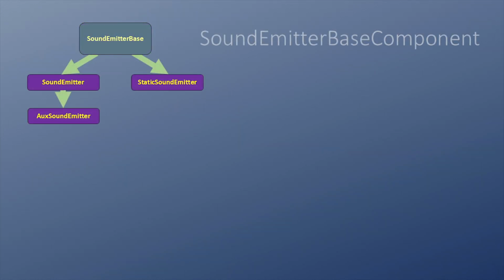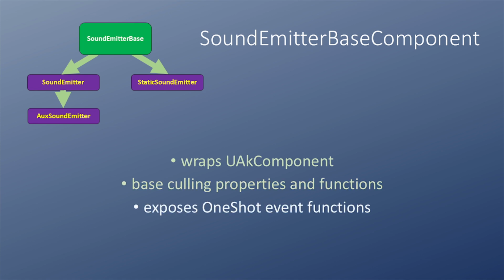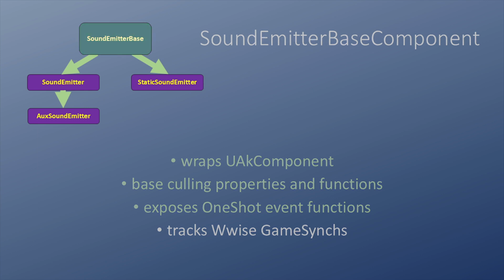The SoundEmitterBase Component, which is not accessible in blueprints, acts as a wrapper around the AK component. As such, it makes sure we only spawn an AK component when we need it. It also handles the basic distance culling properties and functionality, exposes one-shot Wwise event functions, and tracks any Wwise game syncs posted on this emitter, so that any game sync is properly remembered and posted to Wwise whenever we do spawn a new AK component.